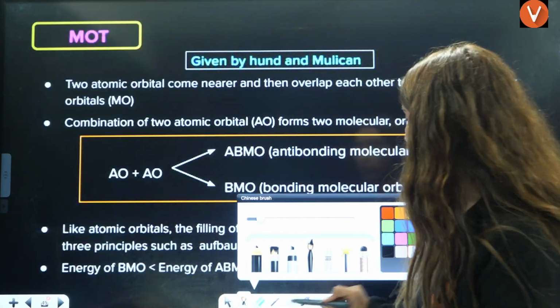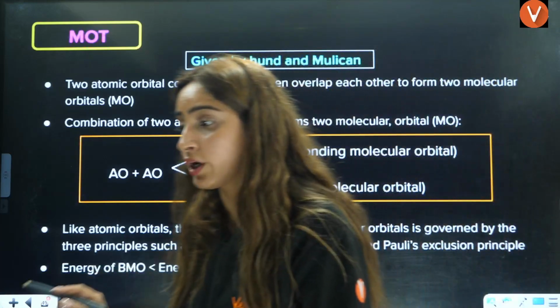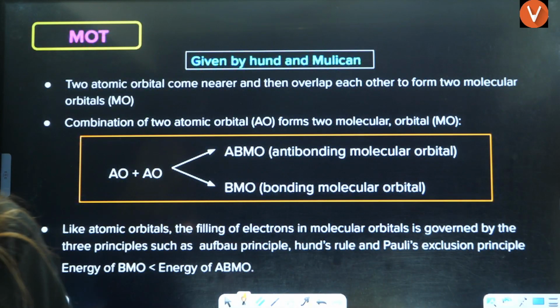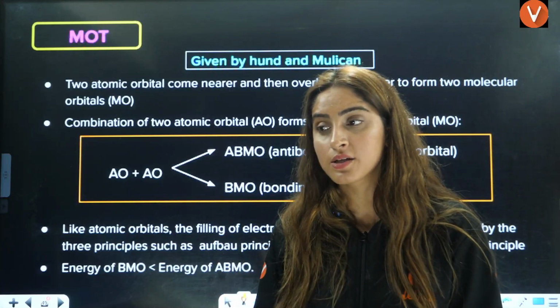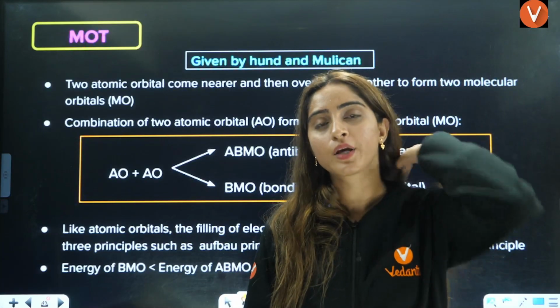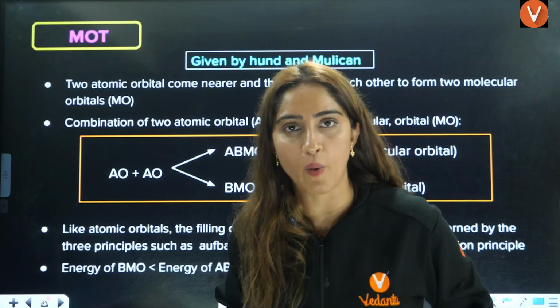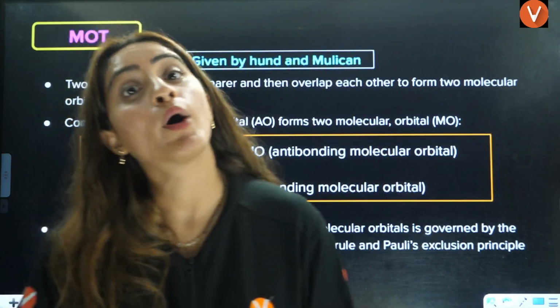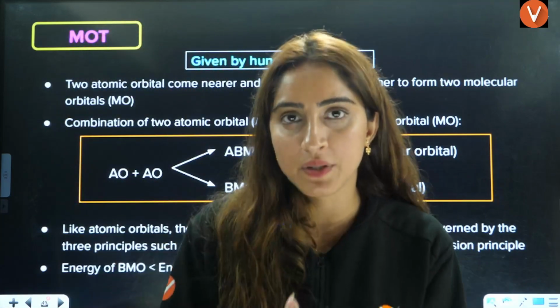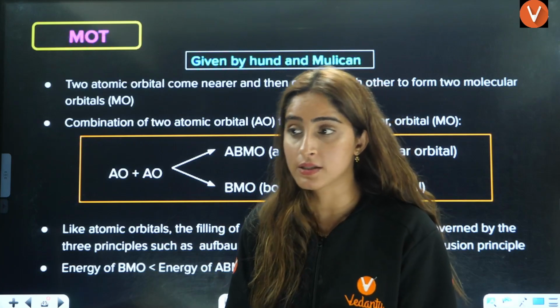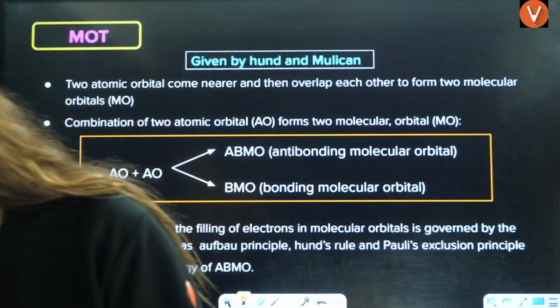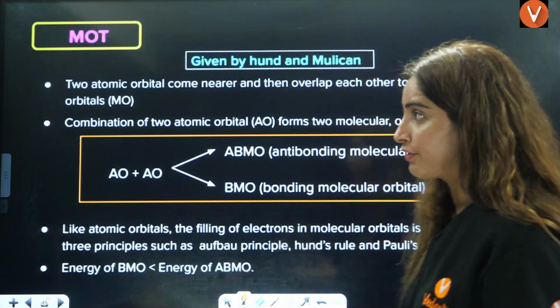Next is MOT, that is molecular orbital theory, which you will find simple as compared to hybridization, because only electronic configuration is required here for the molecular orbitals. So what exactly happens here? Atomic orbitals combine to form molecular orbitals. So we are going to see how molecular orbitals are going to behave here.